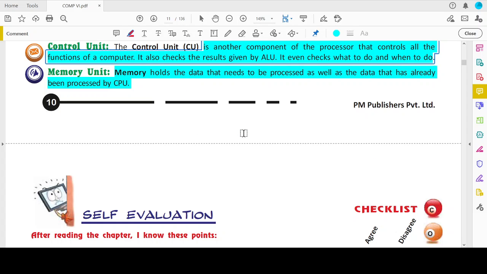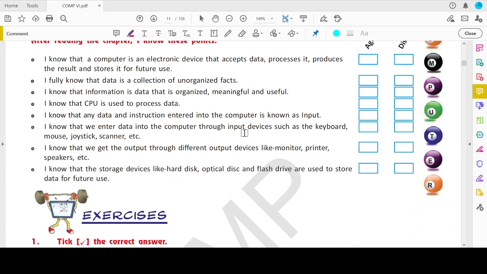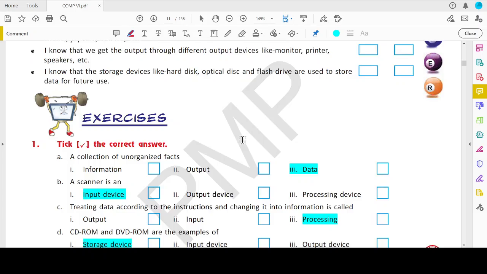Okay, with that we have completed the chapter. In the next tutorial we will discuss the exercises.